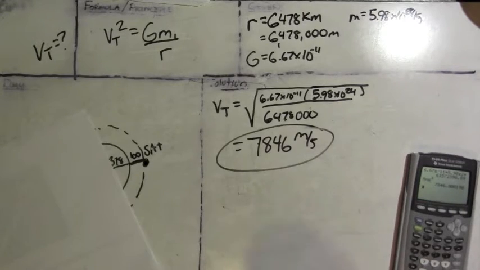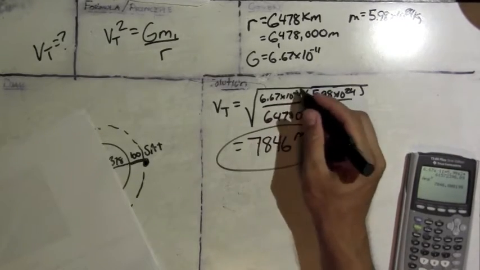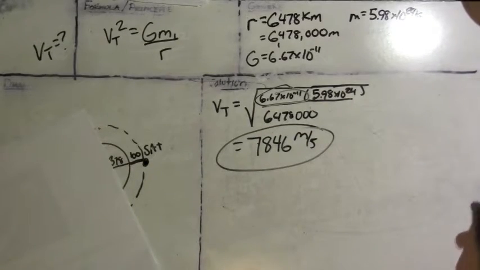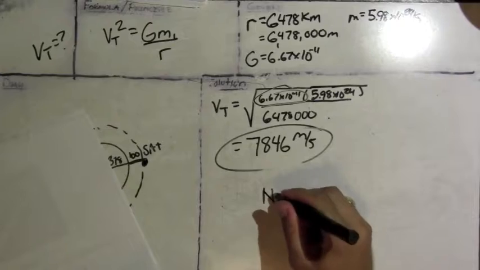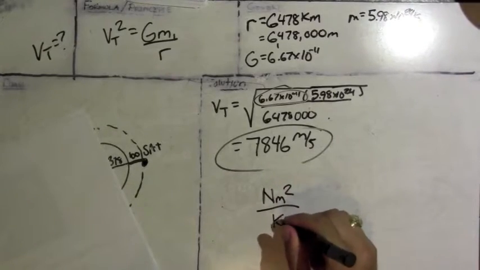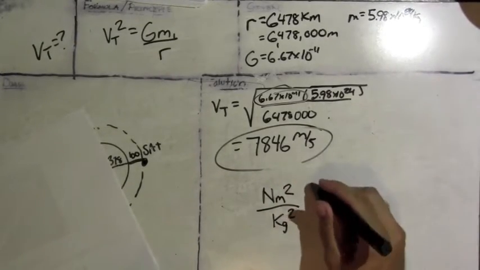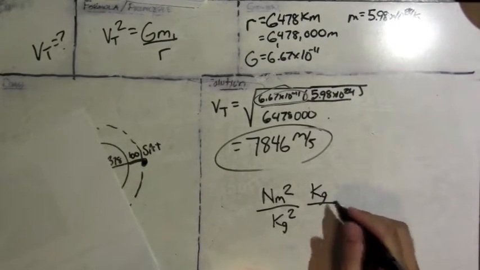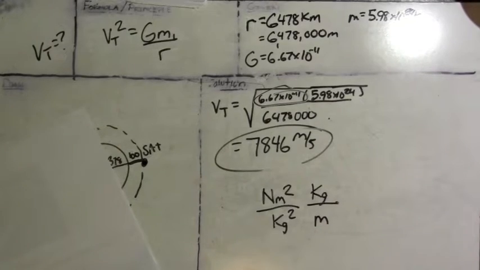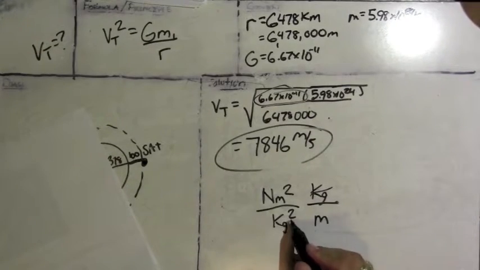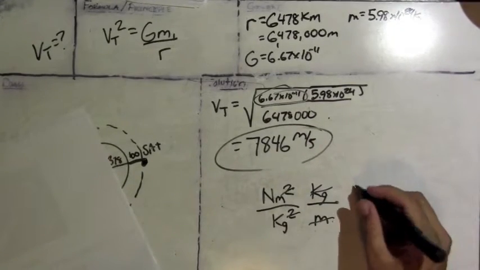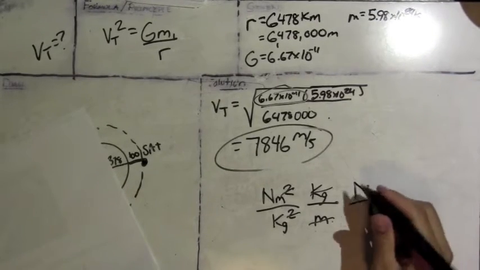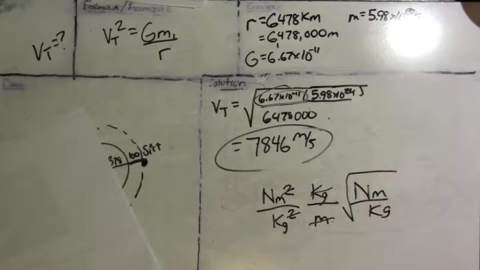Okay, so let's make sure our units match up. Originally we had this G term right here. The universal gravitational constant is Newton meter squared per kilogram squared. We're going to multiply that by kilograms because that's what our mass was, and divide by meters. What we're going to end up with is a Newton meter per kilogram, and we're going to have to take the square root of that, which we'll do in just a second.